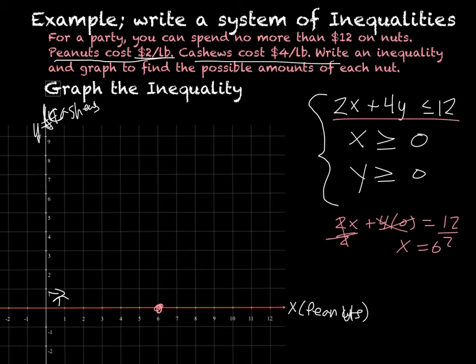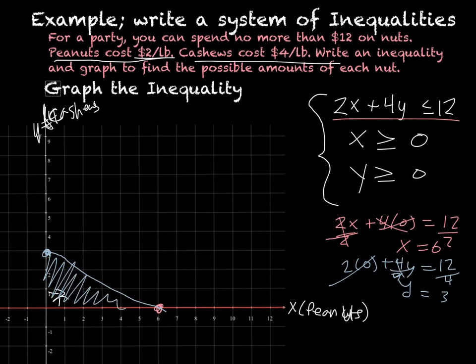And then I do the other one. So 2 times 0 plus 4 times y equals 12. So y, if I divide by 4, equals 3. And then I connect those 2 points. And this is my intersection. And that's your final answer.